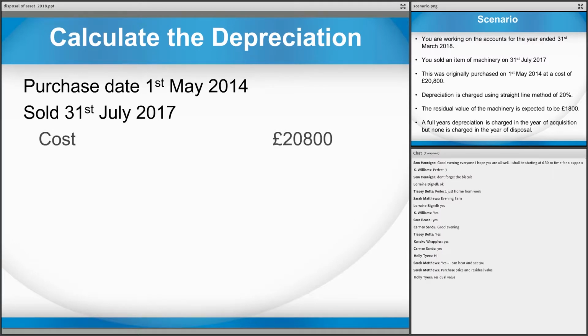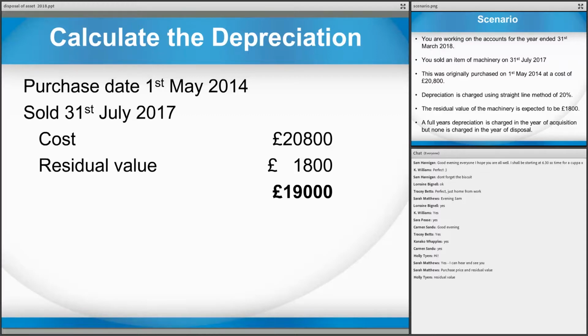So this is the amount that we think that it'd be sold for when we decide to get rid of it. Okay, so we purchased it on 1st of May and we sold it on 31st of July. It cost us £20,800 and it had got a residual value of £1,800. Okay, so this is giving us a depreciation cost. So this is what we want to depreciate of £19,000 in total.